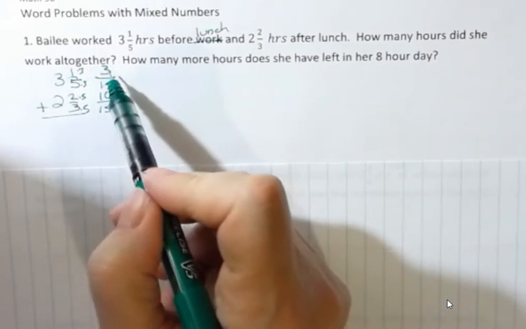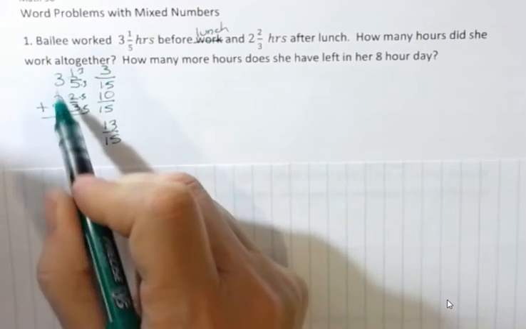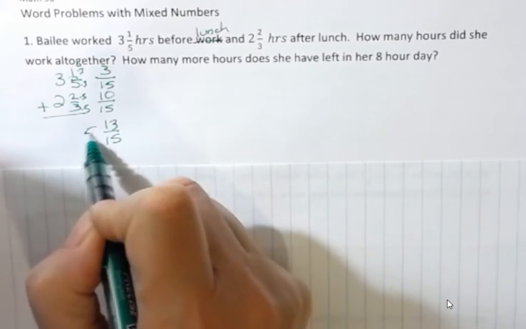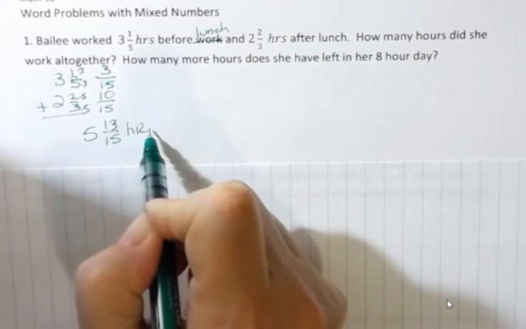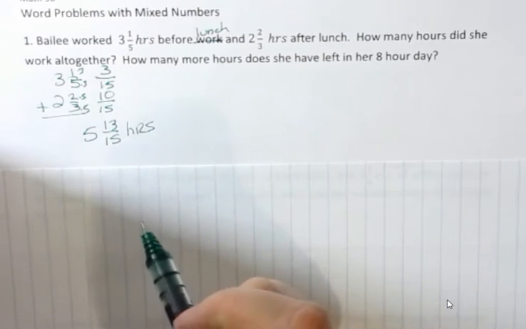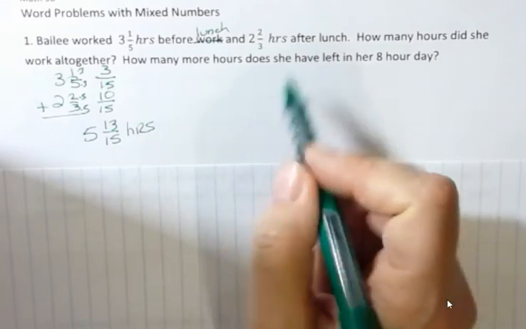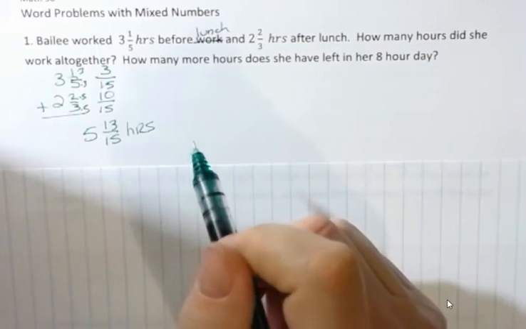Now we're adding those together. 3 plus 10 is 13/15ths, and 3 plus 2 is 5. So here's our first answer. She has worked 5 and 13/15 hours so far. That's the first question. The second question is how many more hours does she have left in her 8-hour day?